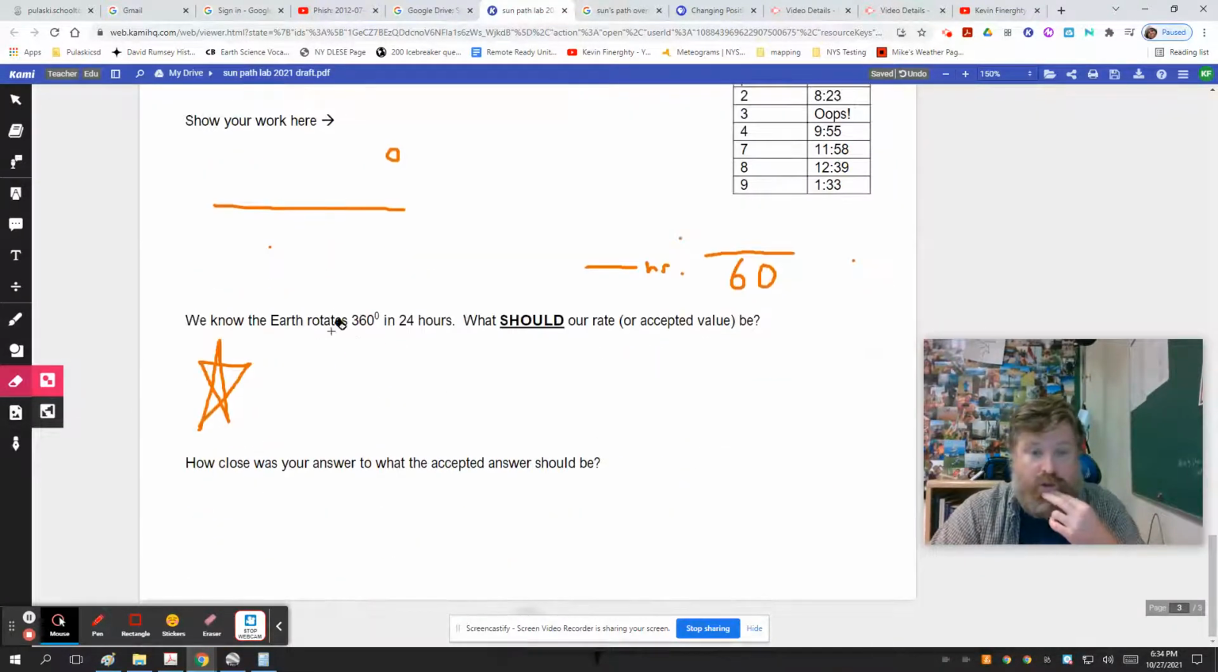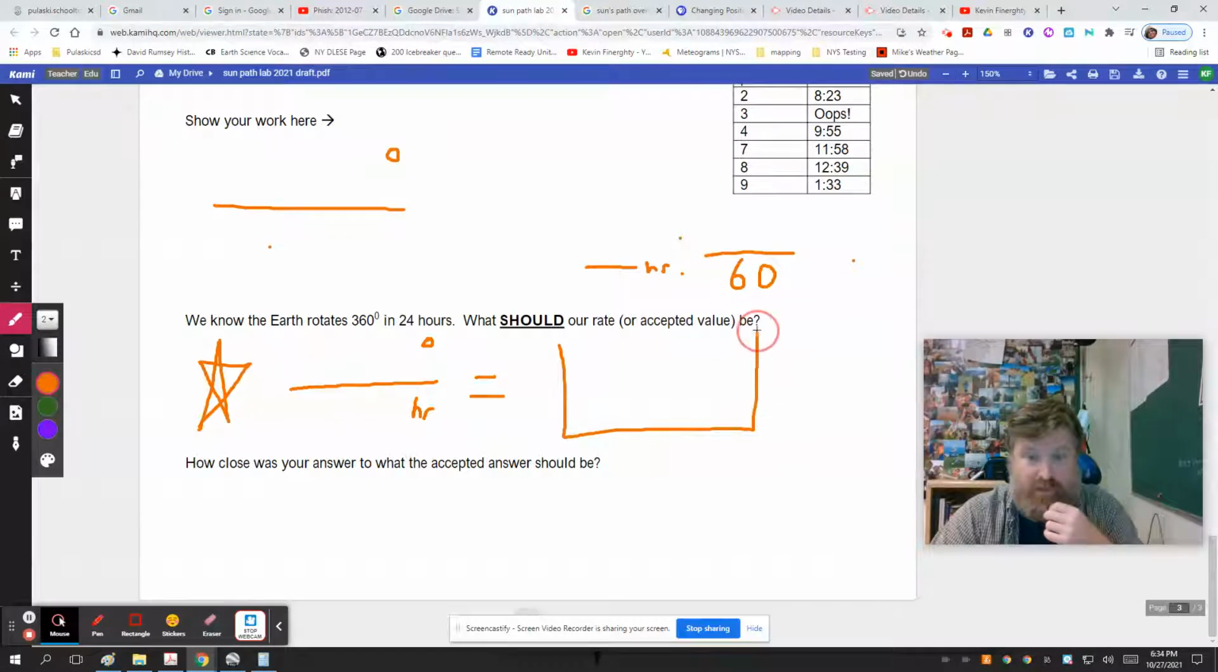Cool. We know the Earth rotates 360 degrees in 24 hours. So what should the answer end up being? Do the same thing. How many degrees over how many hours? Only this one's going to be a lot easier. 360 degrees over 24 hours equals, you tell me. And that answer, put it in a big box and then put it into your brain because it's going to show up and it's going to show up and it's going to show up. And then how close did you get?